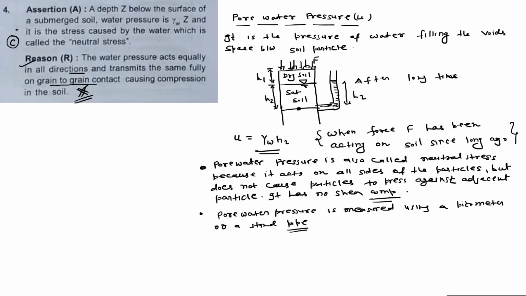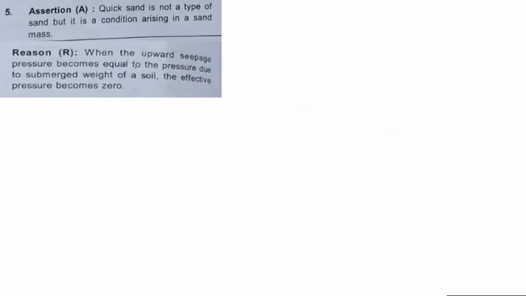Next is question number 5. Question number 5, again, quicksand condition. Quicksand is not a type of sand, but it is a condition arising in sands. Yes, this assertion is correct. Now the reason: when the upward seepage pressure becomes equal to the pressure due to the submerged weight of soil, the effective pressure becomes zero. Yes, this statement is also correct, and this is the correct explanation of assertion A.